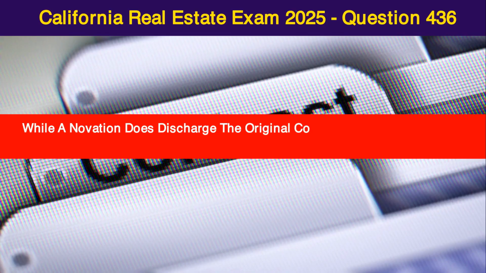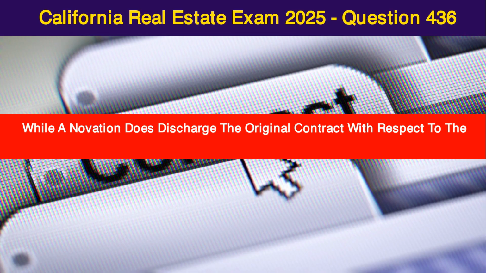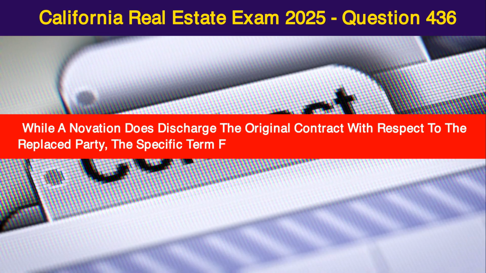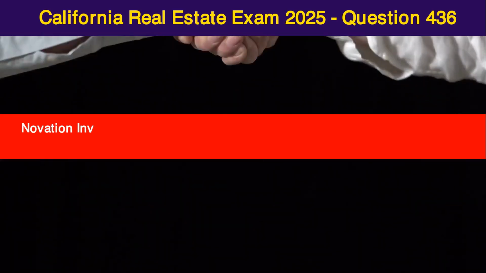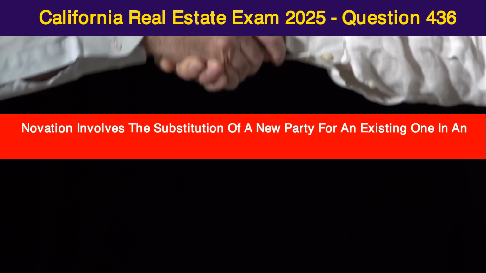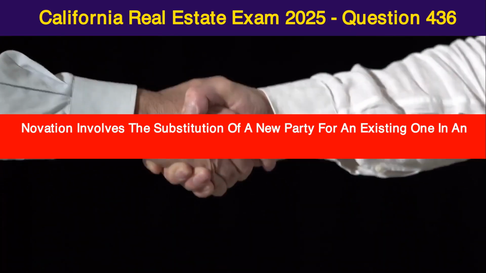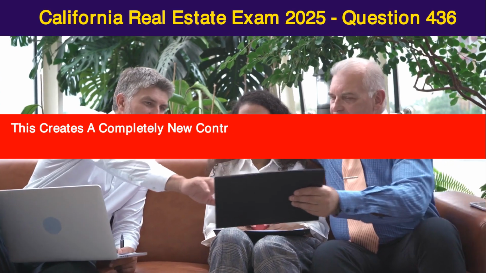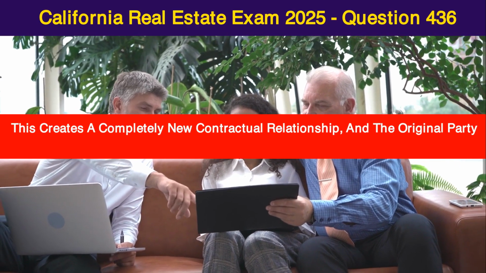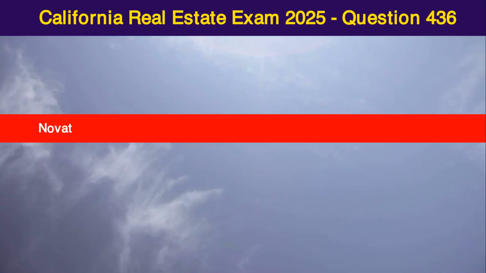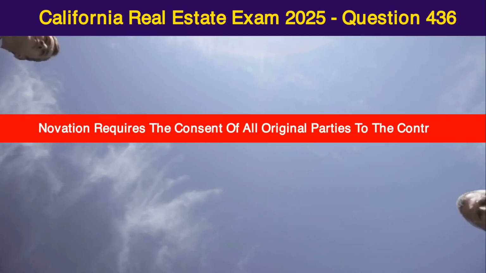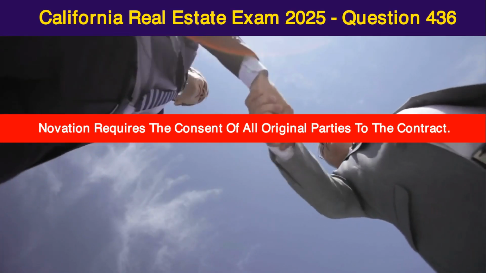While a novation does discharge the original contract with respect to the replaced party, the specific term for the substitution of a party is novation. Novation involves the substitution of a new party for an existing one in an agreement. This creates a completely new contractual relationship, and the original party is released from their obligations. Novation requires the consent of all original parties to the contract.